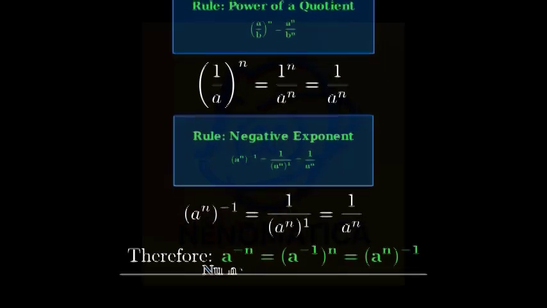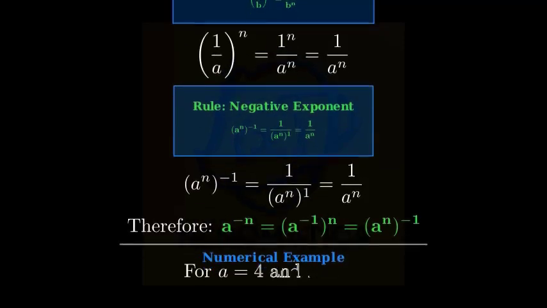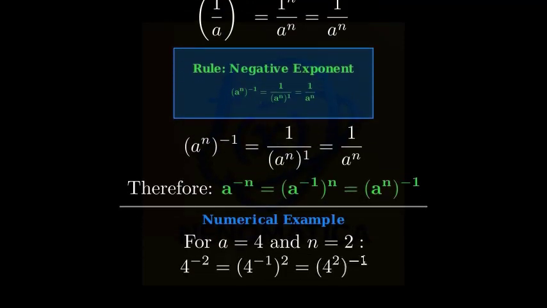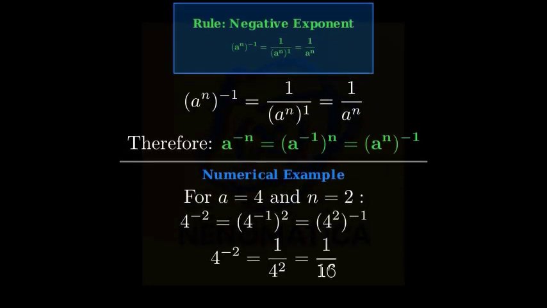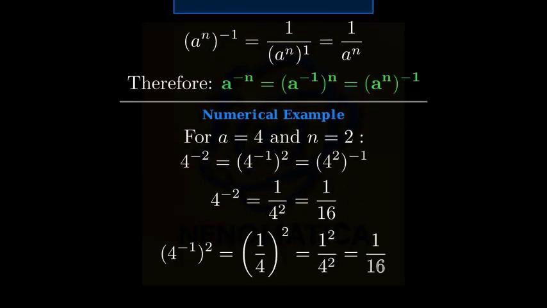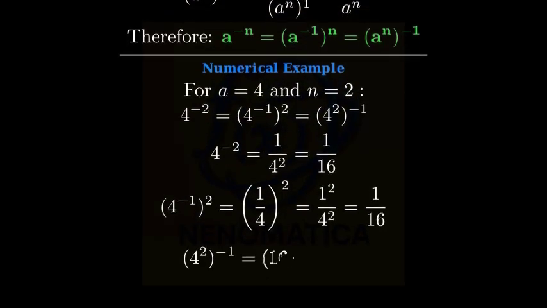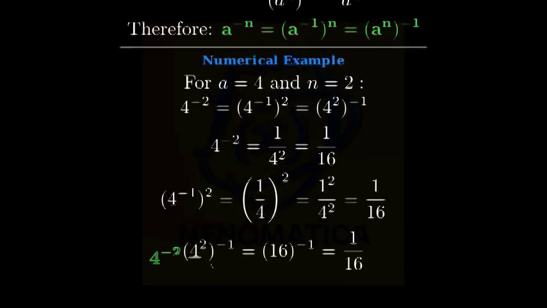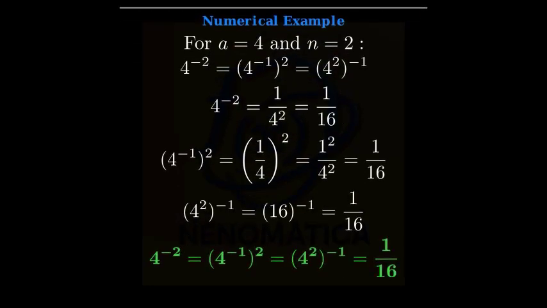Let's see a numerical example to verify this. If we take a equals 4 and n equals 2, we get 4 to the negative 2 equals 4 to the negative 1, all squared, which equals 4 squared, all raised to the negative 1 power. 4 to the negative 2 equals 1 over 16. 4 to the negative 1 equals 1 quarter, and 1 quarter squared is 1/16. 4 squared is 16, and 16 to the negative 1 is 1/16. So we can see that all three expressions equal 1/16, confirming our proof.